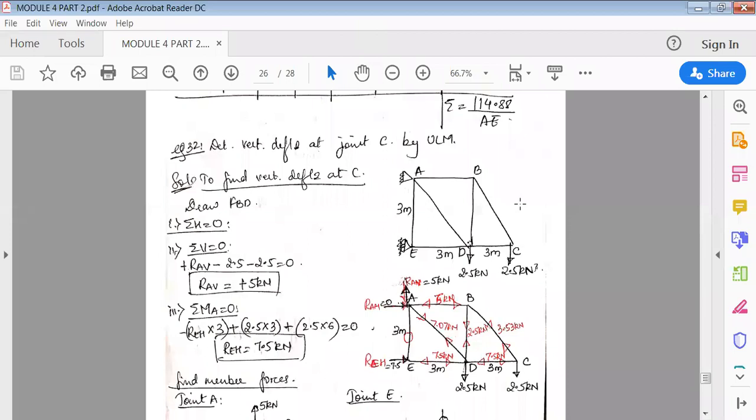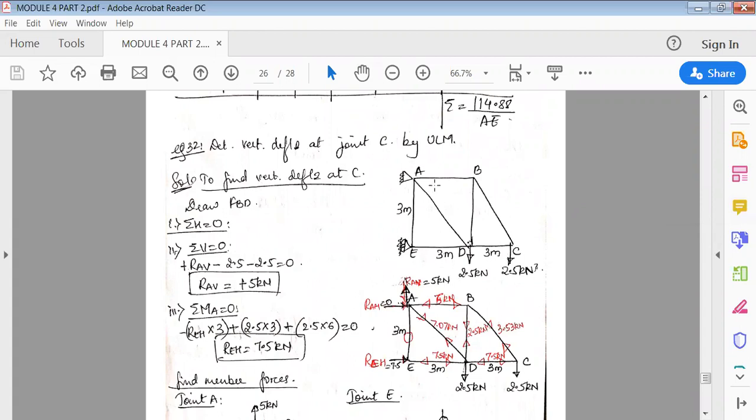The next type of problem is to determine the vertical deflection at joint C by the unit load method. Again, they have given a truss. This time the truss is inverted, and at C and D there are point loads acting. We need to find the vertical deflection at C only, this point.